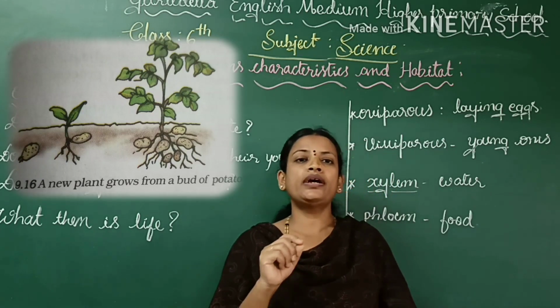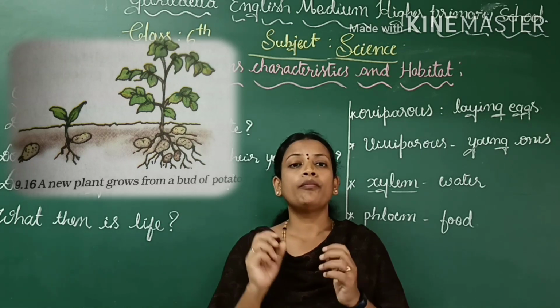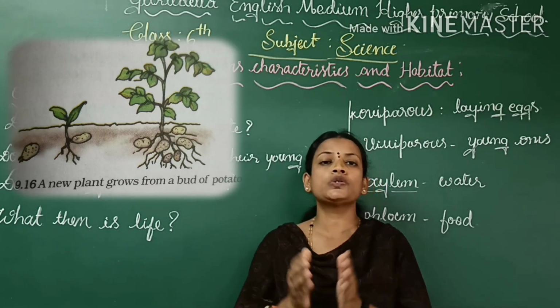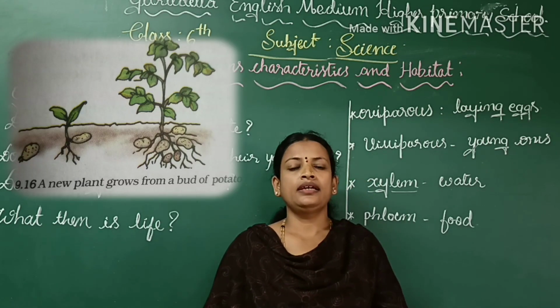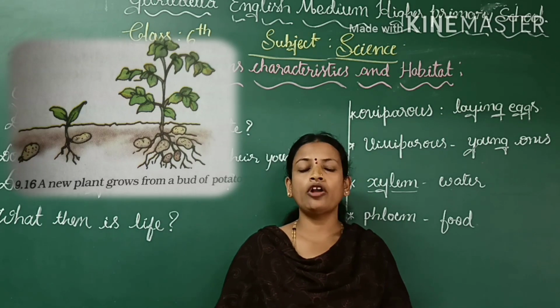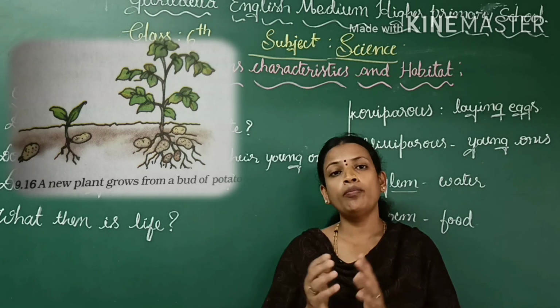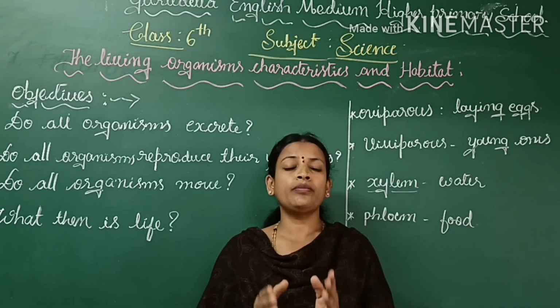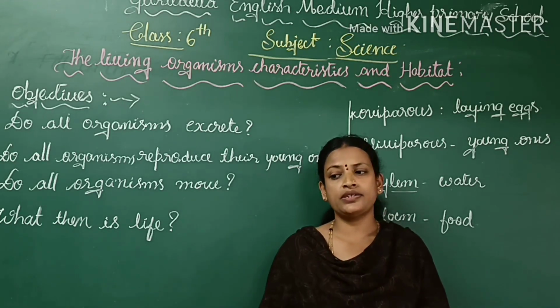Just take buds growing on the surface of the potato. Okay, that part you can take and you have to sow it in soil. After a few days, you are going to get a new potato plant. This is also another variety of reproduction that takes place in plants.